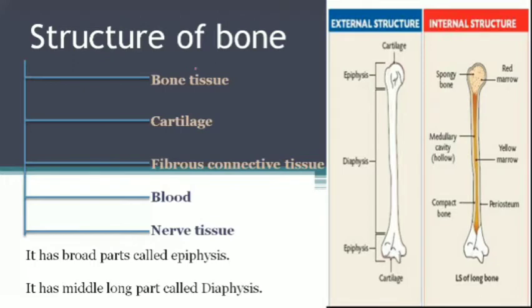If we see the structure of the bone, bone tissues are present, and cartilage is also part of the bone. It also has fibrous connective tissues. Bones are also supplied with blood, with arteries and veins, and they also have nerve tissues. That's why our bone grows, and due to nerve tissues, it can feel sensations.